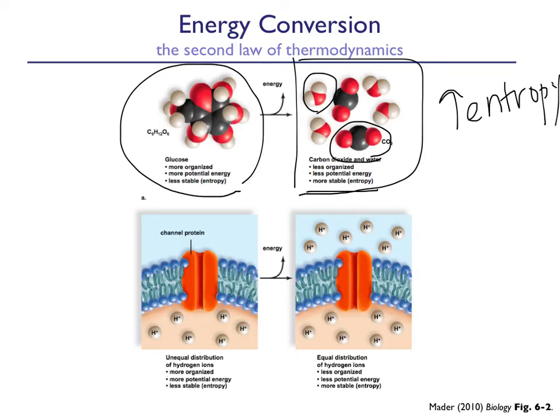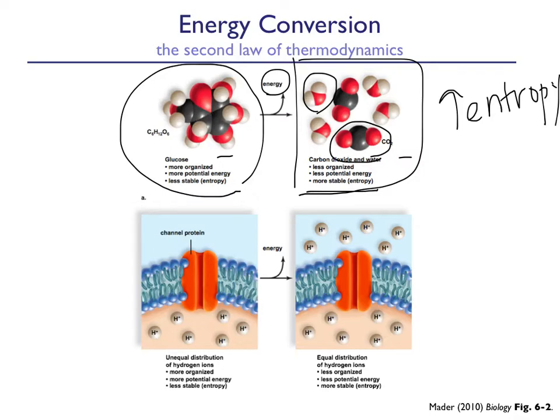So whenever there's a conversion of energy from one form, like glucose, to another, there's a loss of energy that increases entropy. It's much more stable. Here's another example. We've already talked about protein channels that allow ions to pass through the membrane. So here's an example of an ion channel that allows the movement of hydrogen ions.